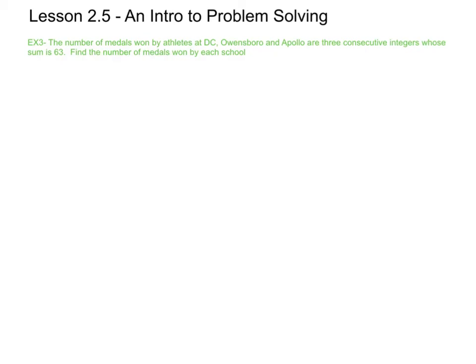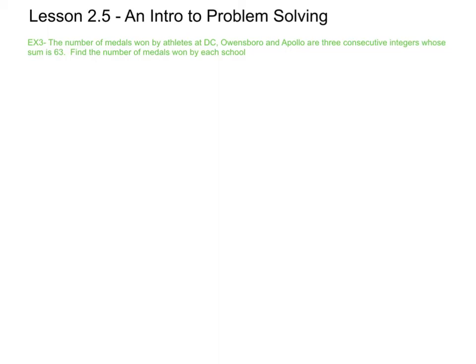Okay, our third and final example. This example has to do with consecutive integers, which you can see right here. So we'll kind of call this the consecutive integer problem. I believe you have one or two of these on your homework assignments, so let's go ahead and talk about this one. This one corresponds to homework problem number 6. The problem says the number of medals won by athletes at DC, Owensboro, and Apollo are 3 consecutive integers whose sum is 63. Find the number of medals won by each school.